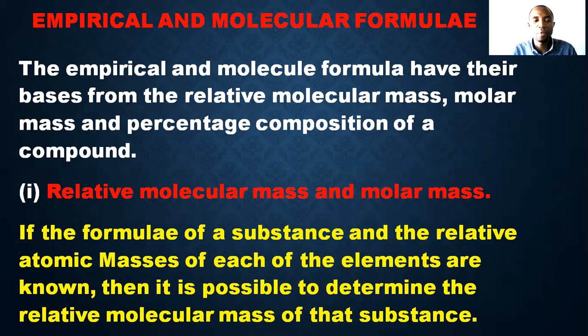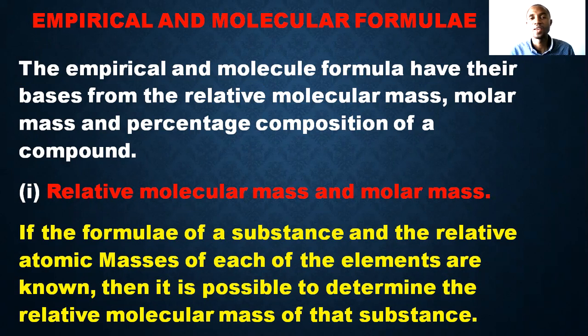If the formula of a particular substance and the relative atomic masses of each of the elements are known, then it is now possible to determine the relative molecular mass of that substance. Now listen, for relative molecular mass, what you just need is to know the formula of a compound. Once you know the formula and the relative atomic mass of each of the elements is given to you, then getting the relative molecular mass is no longer the problem.